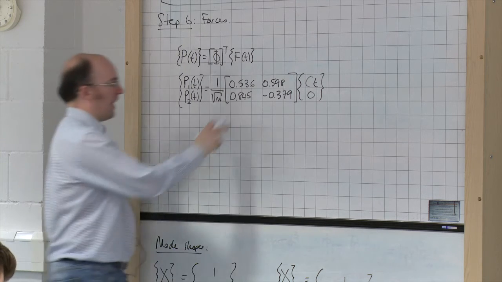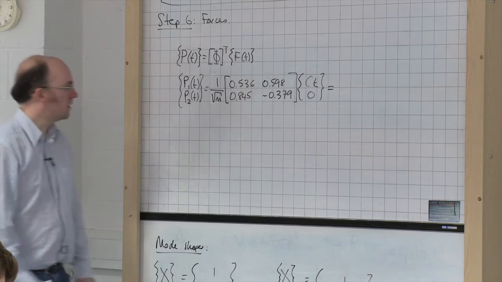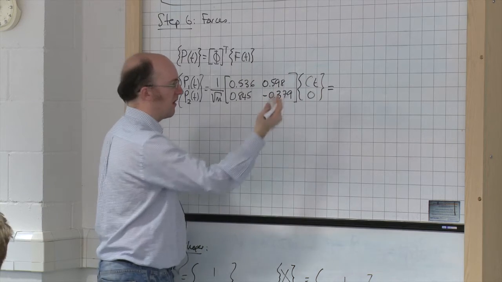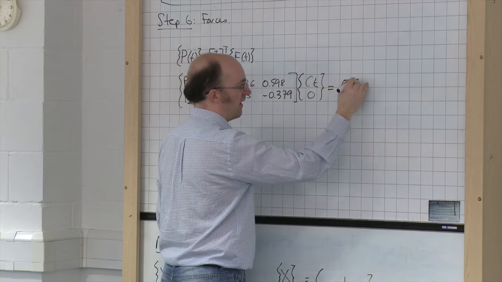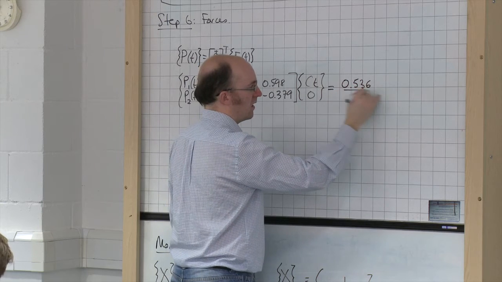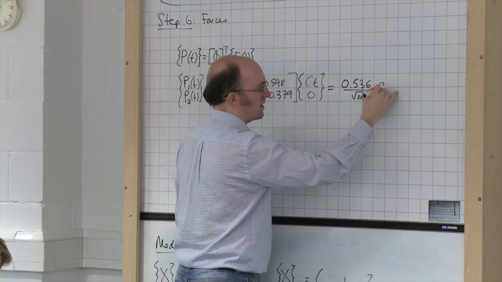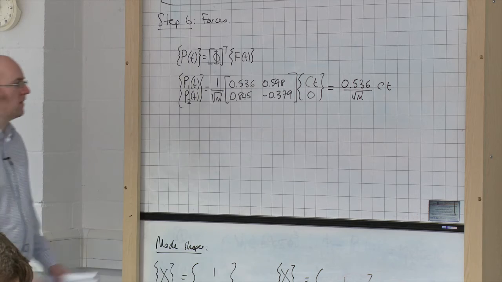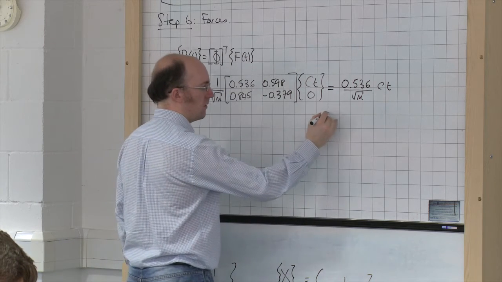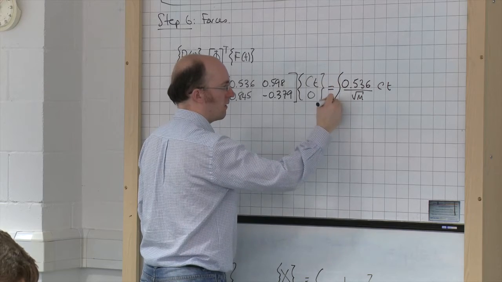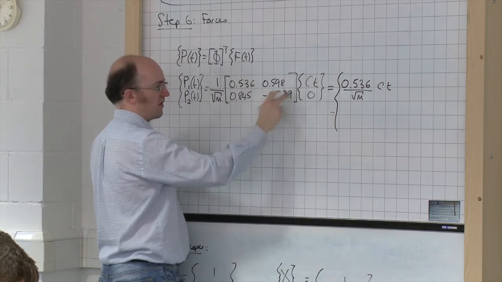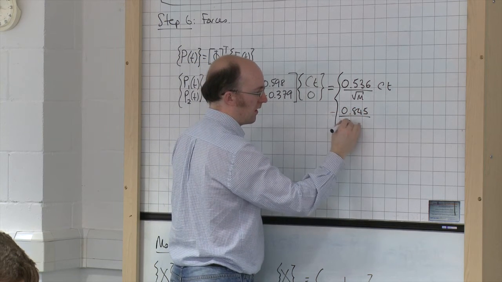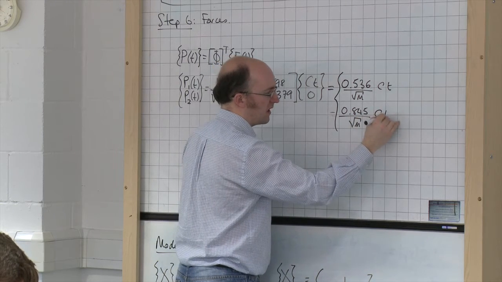And so quite clearly what we're going to have here, we've got 0.536 over root m times by CT plus this term times by 0. Well, that's quite clearly going to be 0.536 over root m times by CT. And for P2, we've got this term times by CT plus this term times by 0. So it's going to be 0.845 over square root of m times by CT.